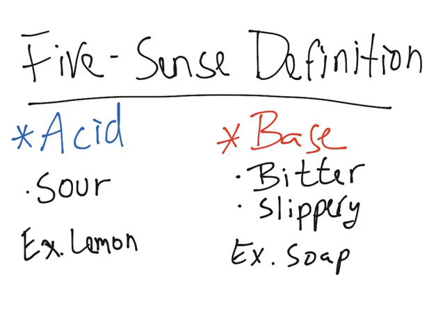Another example of a very common base is detergent. I wouldn't recommend you tasting it because it is very toxic. It is not good for you. So don't taste it. But it tastes bitter and it is slippery. So according to the 5 sense definition, you can tell the difference between an acid and a base just by its texture or using your senses.